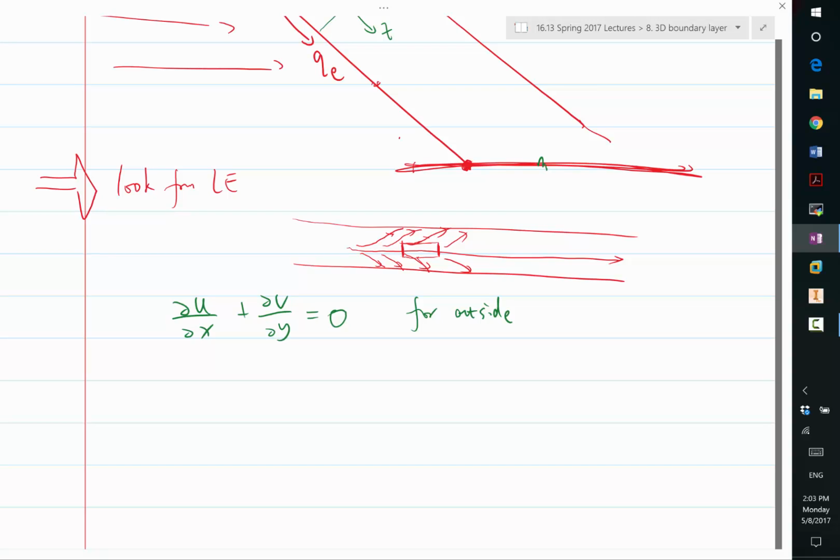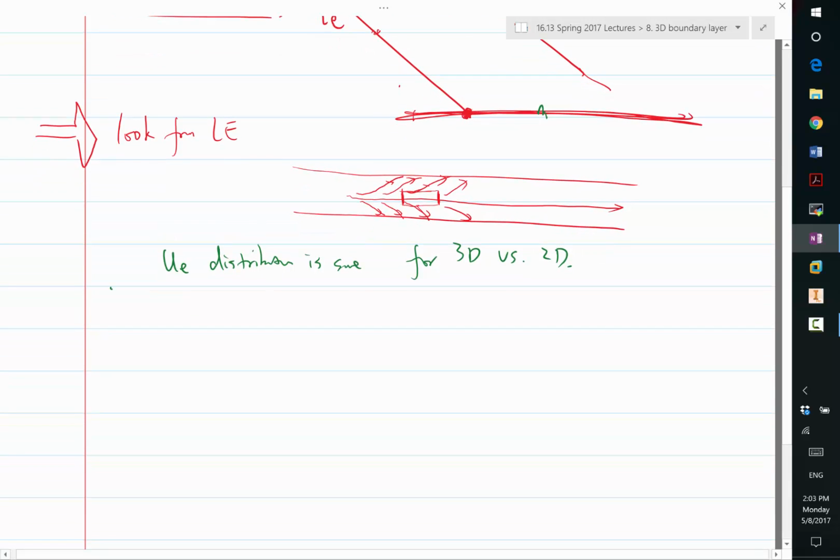The momentum equation is also the same as 2D outside the boundary layer, right? So every equation outside the boundary layer is the same as the 2D case. That means the pressure distribution, or the ue distribution, outside the boundary layer is also exactly equivalent to the 2D case. So let's just say that the ue distribution is the same for 3D versus 2D.